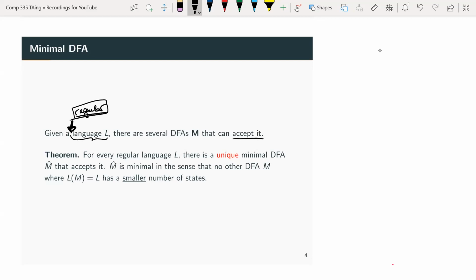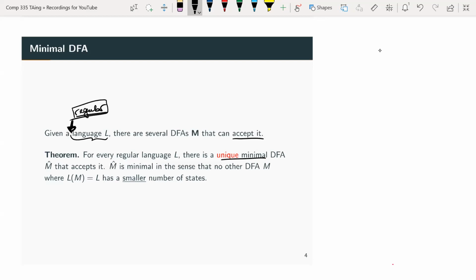But for now, let's just say that there wasn't a typo there, and that it said, given a regular language L, there are several DFAs M that can accept it, okay? So we have a theorem here that tells us that for every regular language L, there is a unique minimal DFA M hat that accepts it. And we define M hat as being minimal in the sense that there does not exist any other DFA with a smaller number of states that does the same job, that is, that accepts the same language.